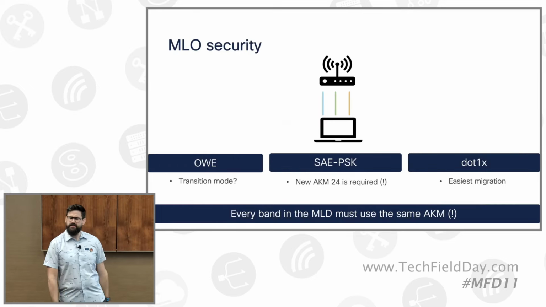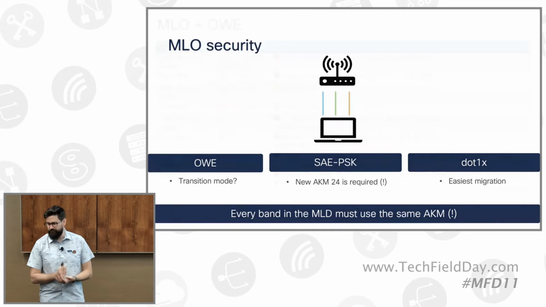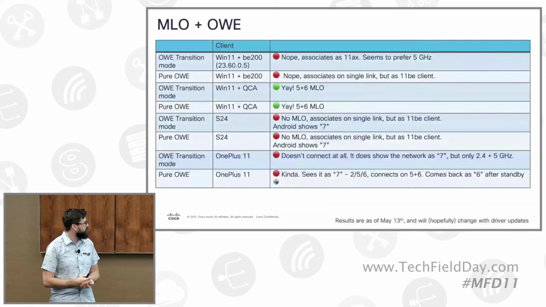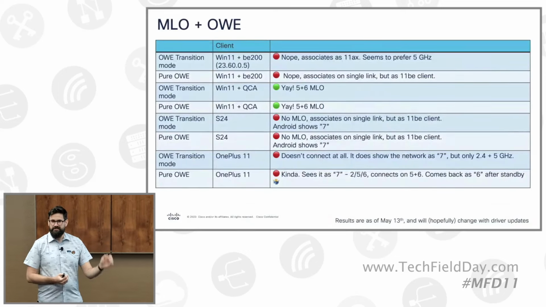And then I was curious, what about OWE? What if I have a guest network? I did a bit of, I'm going to say, my own stunts here. This is not Cisco's testing team. This is just me at home, with a few different clients.